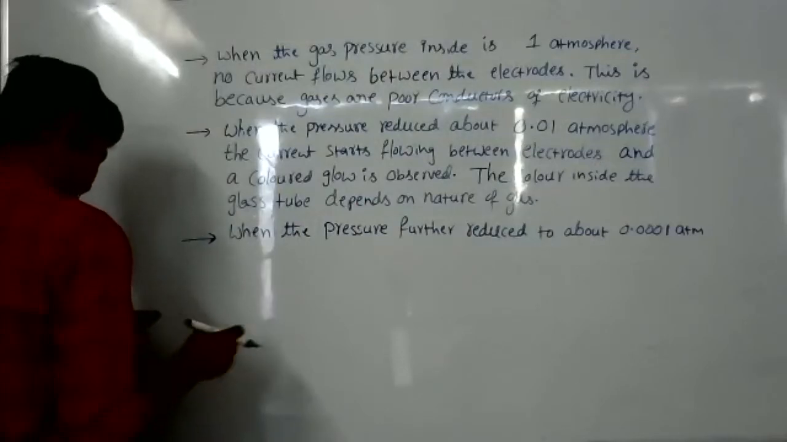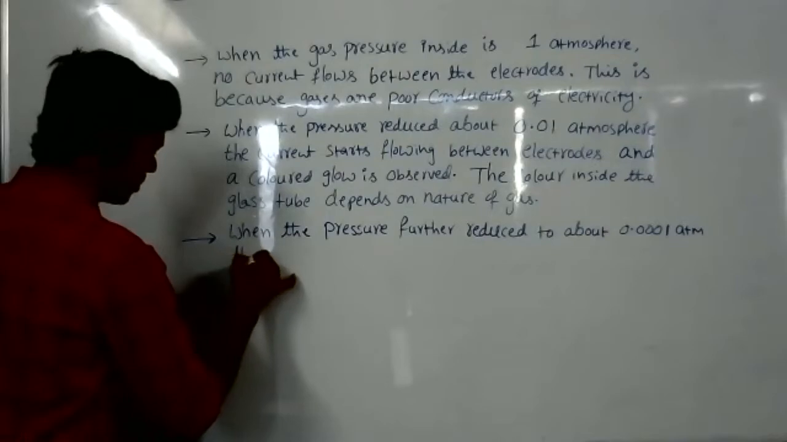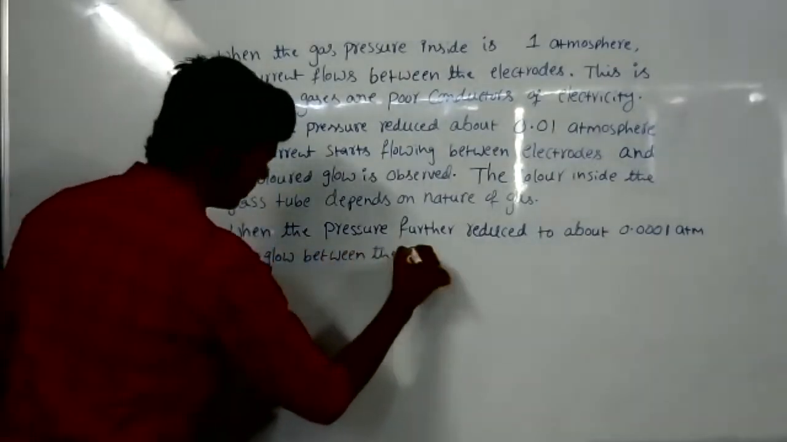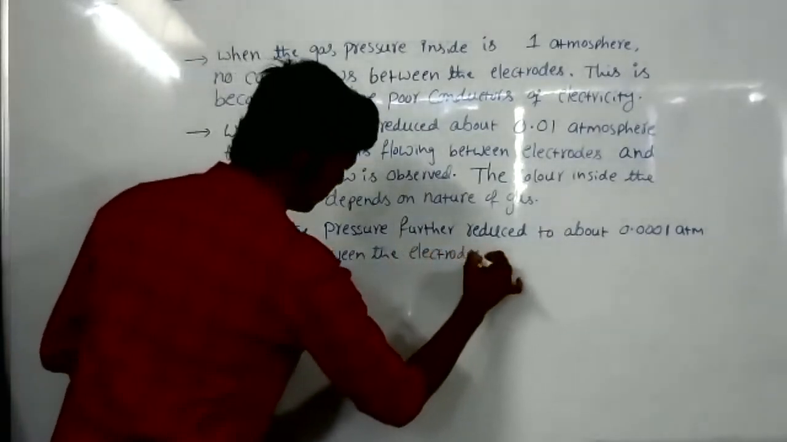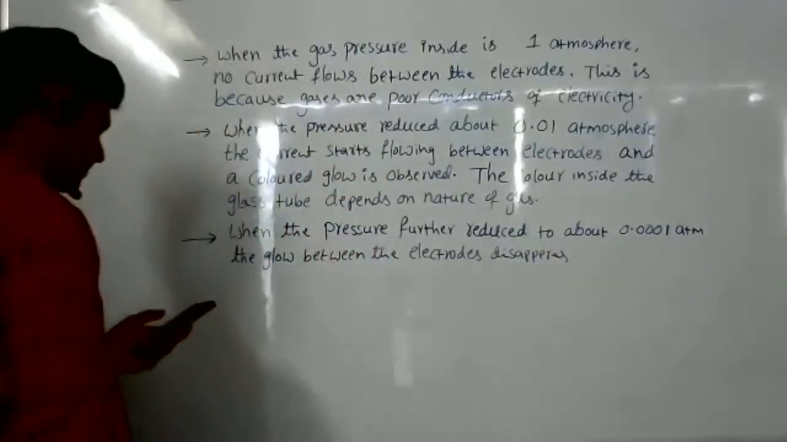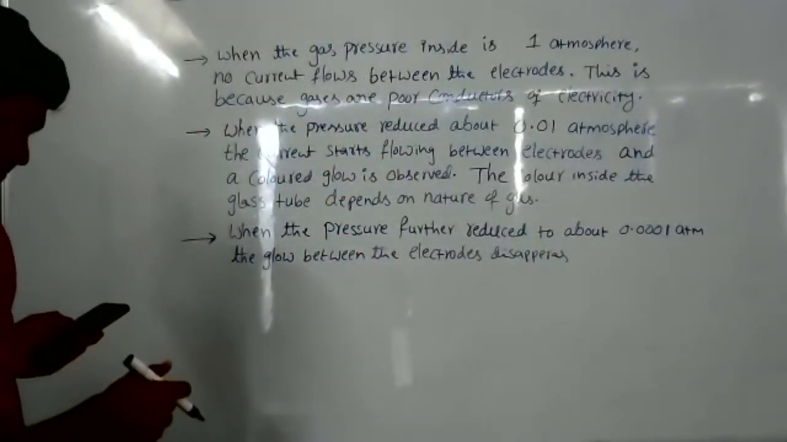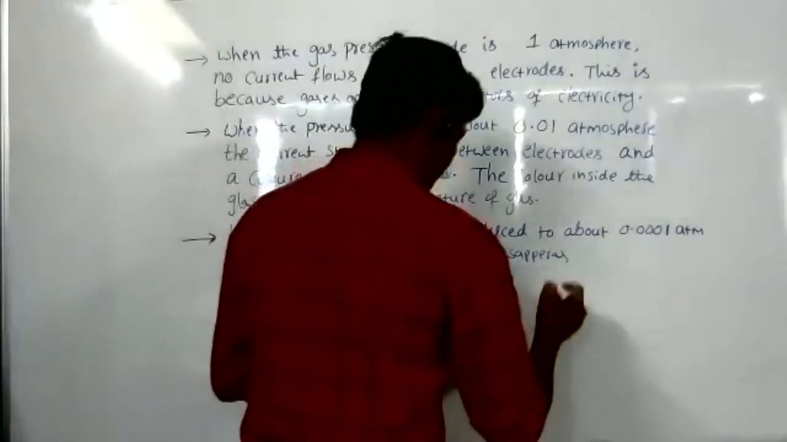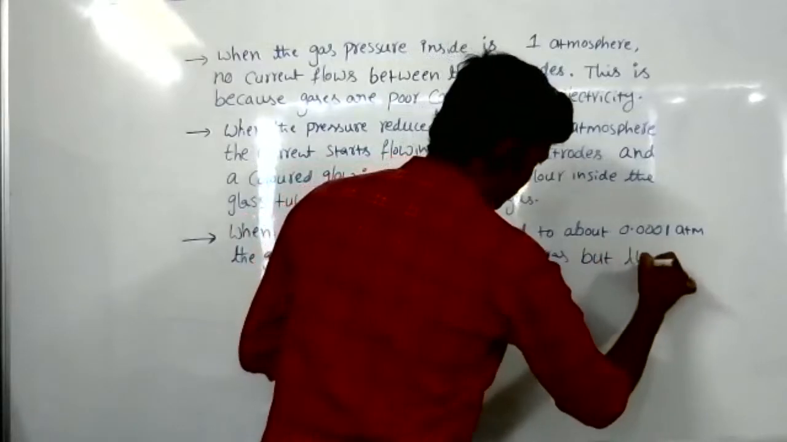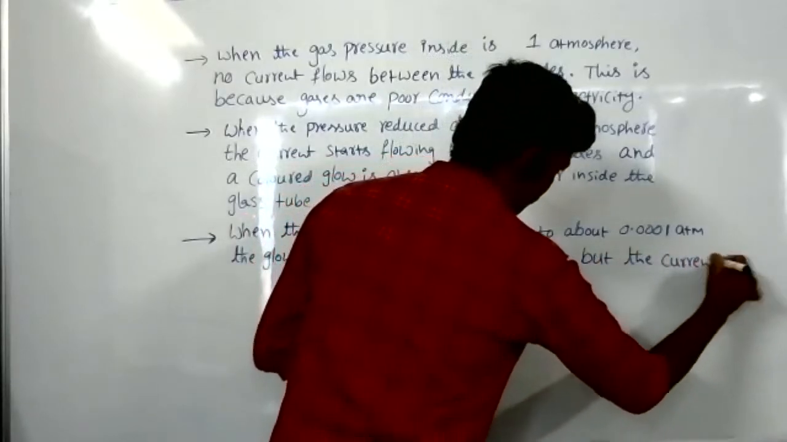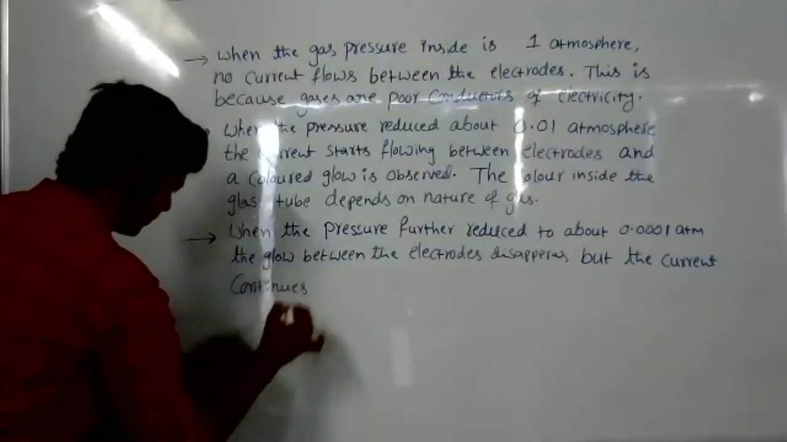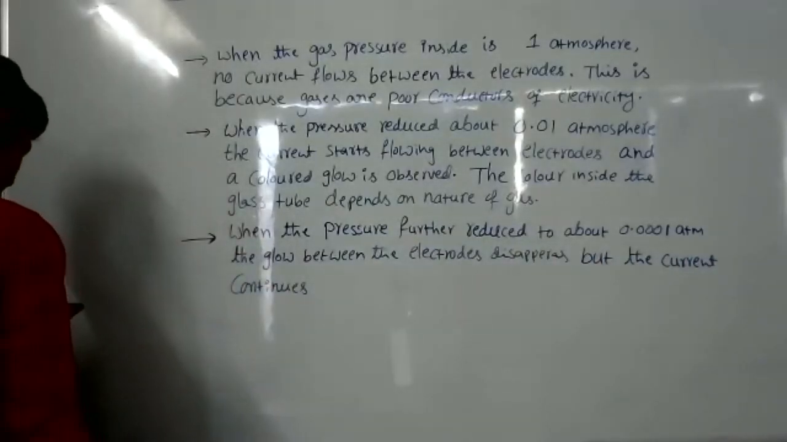The glow between the electrodes disappears, but the current continues to flow.